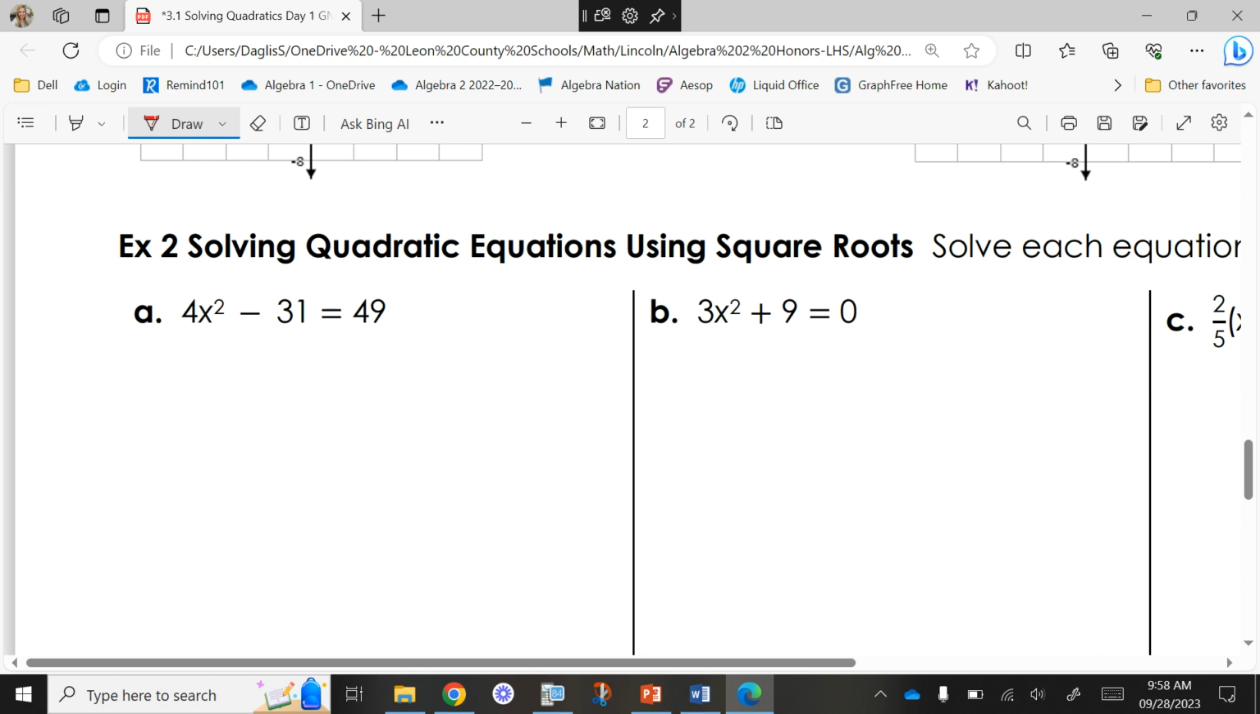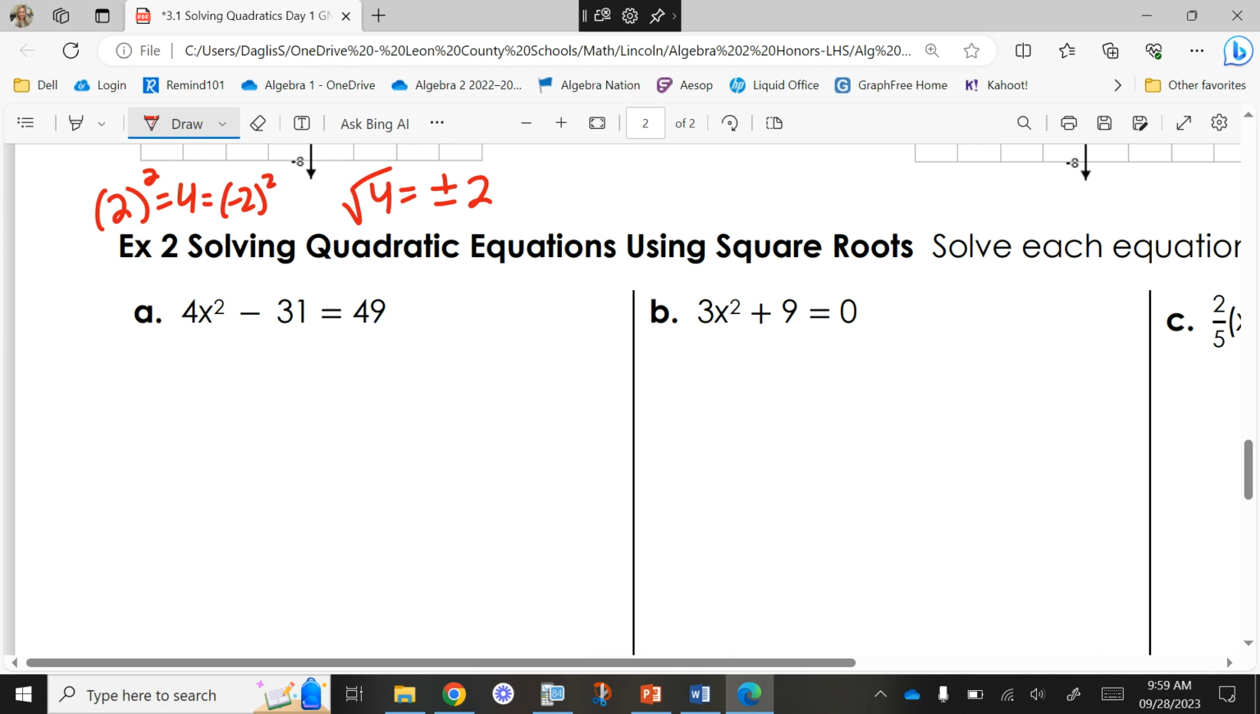What is the square root of 4? Positive and negative 2, right? We have 2 answers. The square root of 4 is positive and negative 2, because isn't 2 squared 4? And then isn't -2 squared also 4? -2 times -2. So that's why we have a positive and negative, okay? So remember that. You're still going to get 2 answers.